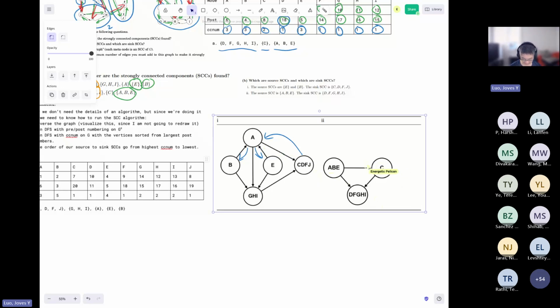And then here we have one source, one sink. And it turns out you only need one edge to, oh wait, that's not the right one. Sorry.